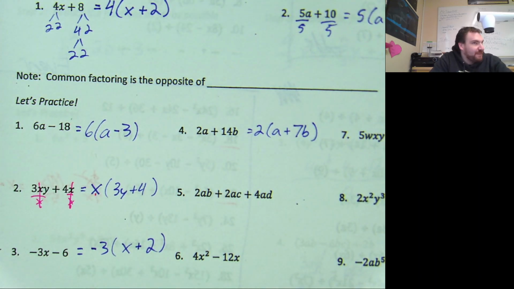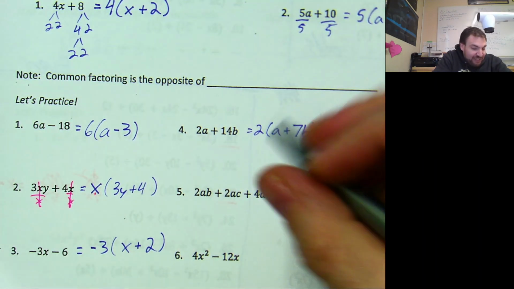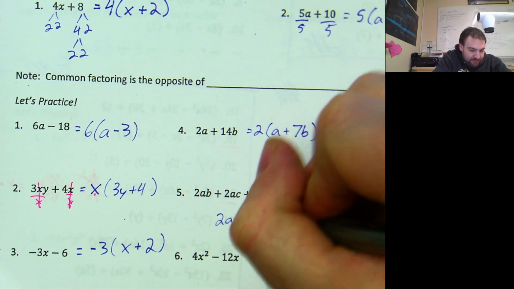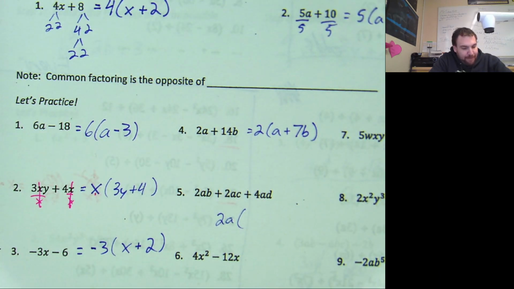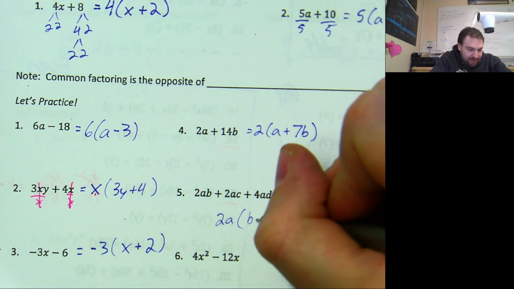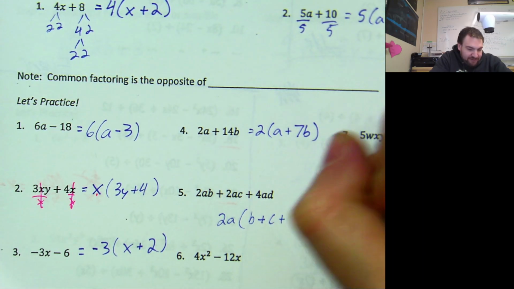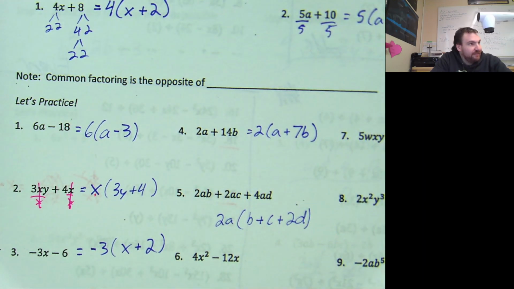Cool. Number 5. What's my greatest common factor there? It's 2a. Because I've got an a and a and an a in each term. So it's going to be 2a. And what do I have left? b plus c plus 2d. Love it. Do we see how that happened?